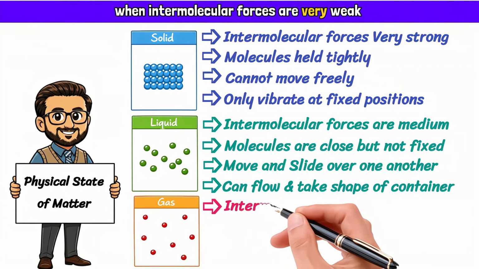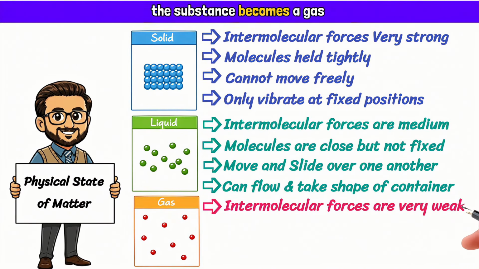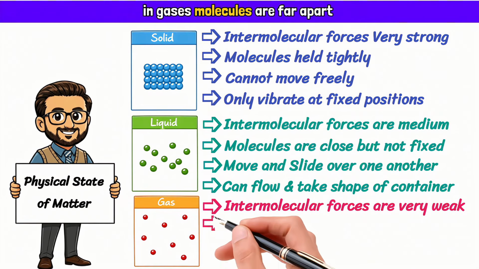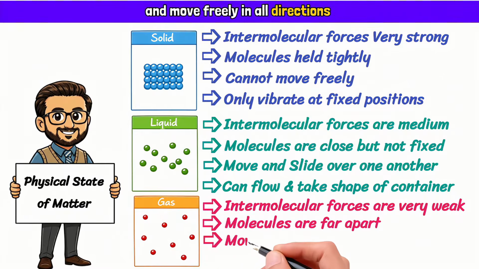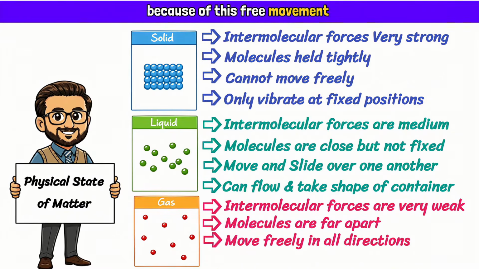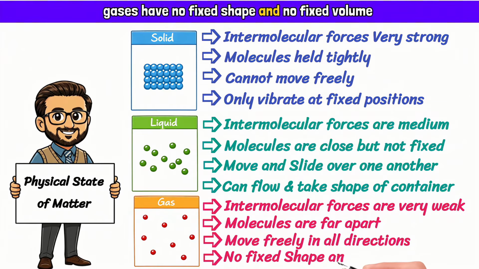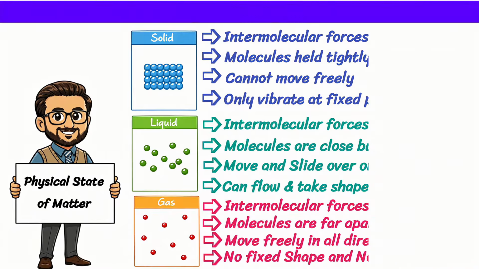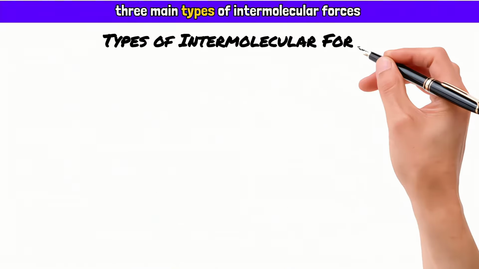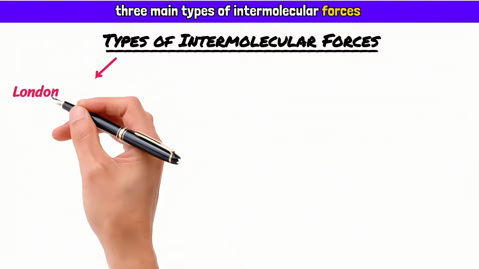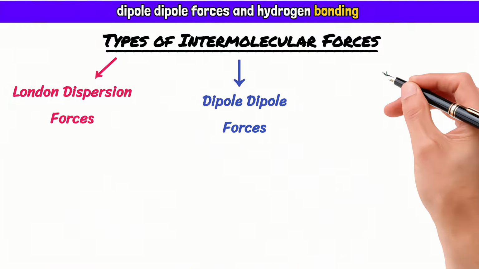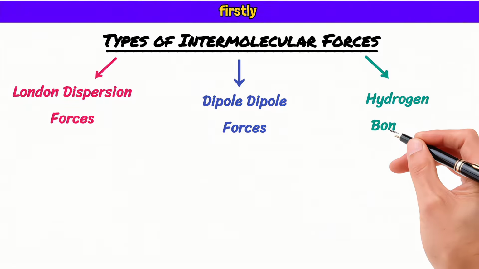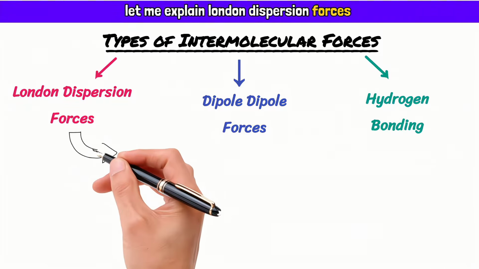When intermolecular forces are very weak, the substance becomes a gas. In gases, molecules are far apart and move freely in all directions. Because of this free movement, gases have no fixed shape and no fixed volume. Let me explain three main types of intermolecular forces: London dispersion forces, dipole-dipole forces, and hydrogen bonding. Firstly, let me explain London dispersion forces.